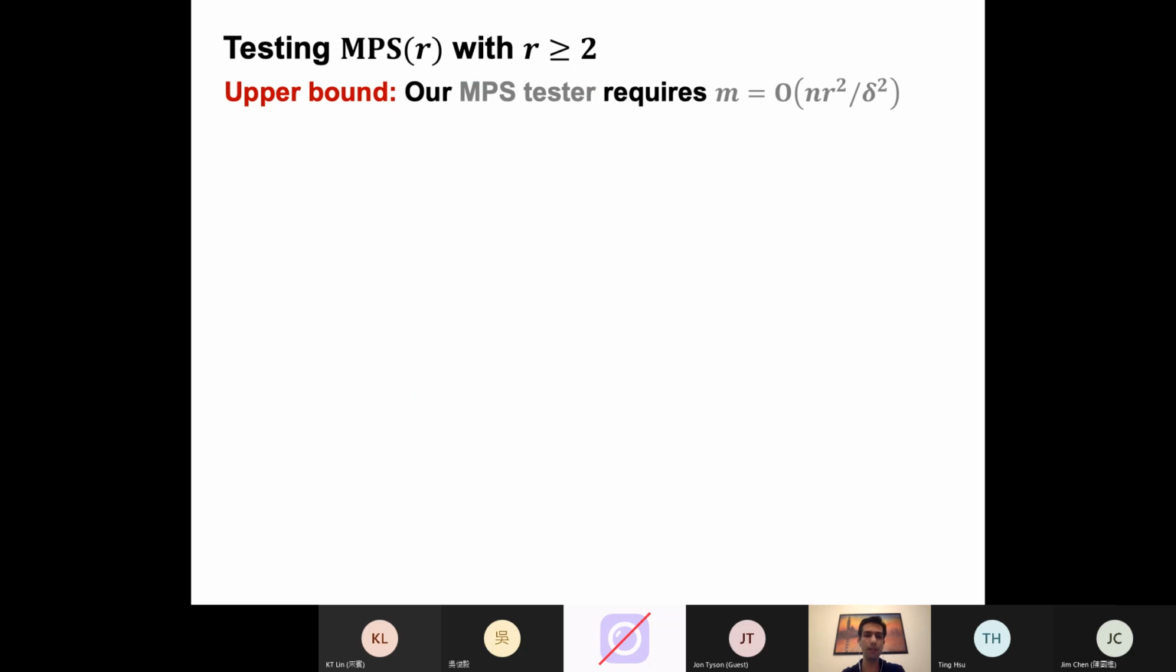Okay, so what is the copy complexity of this test? We have both upper and lower bounds for this. So we show an upper bound of order n times bond dimension squared over delta squared, which doesn't have any dependency on the qubits dimension d. And this has a simple proof that I sketch here. So we want to argue that if the state is far from MPS with bond dimension R, then the rank tester with order n copies will detect this and reject.